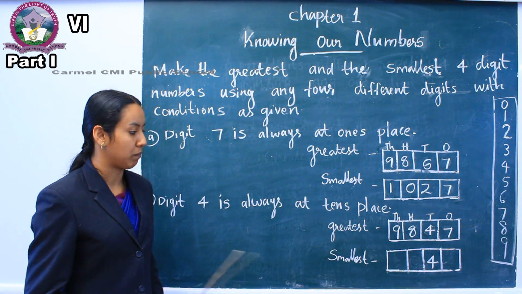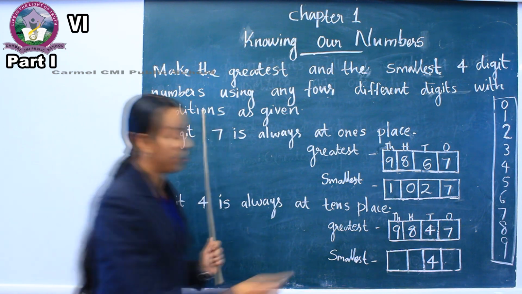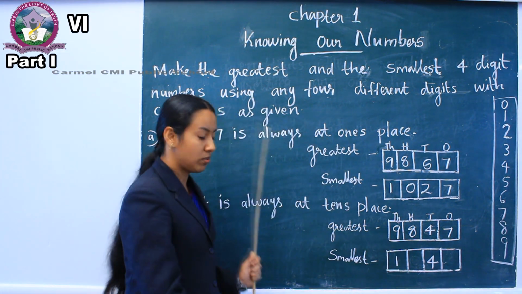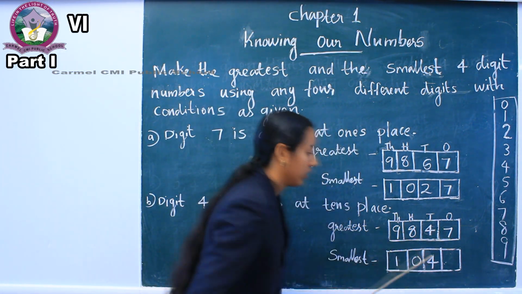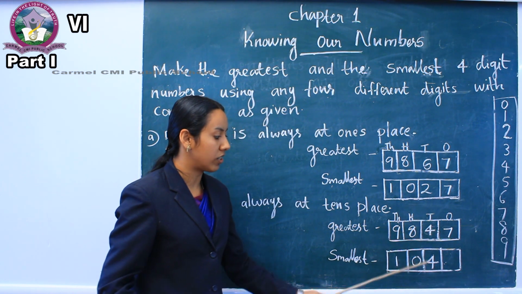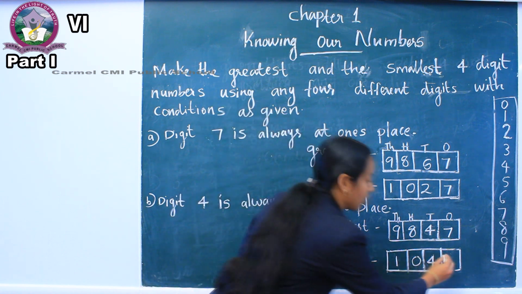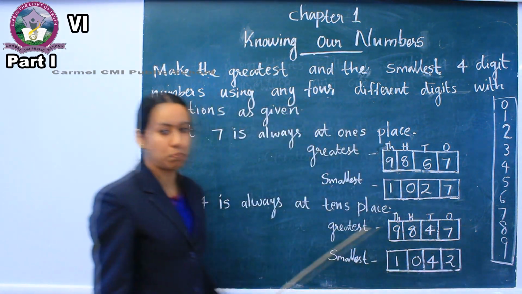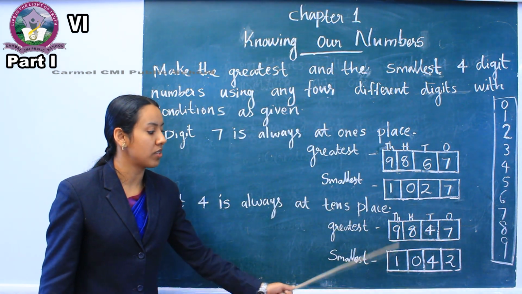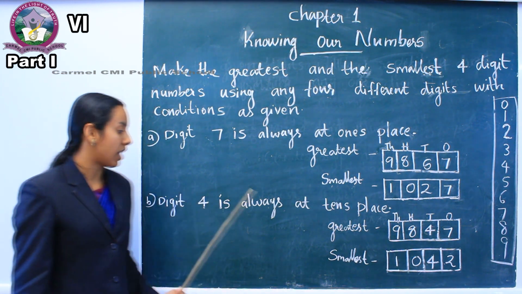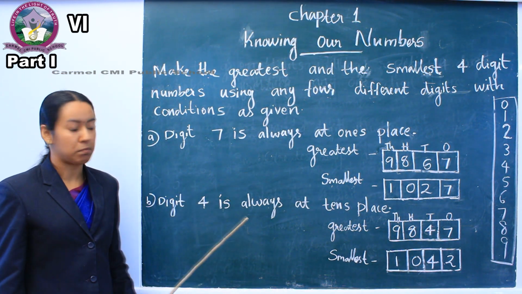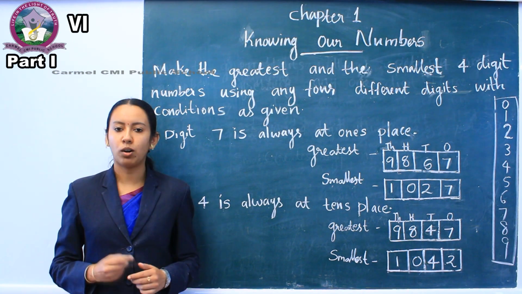Next, the smallest one. We have to start with the number 1. Next we have to put 0. Then 4 is already there at the 10's place as per the condition. And next 2 at the 1's place. So 1042 is the smallest 4 digit number as per the condition. Hope you understood.